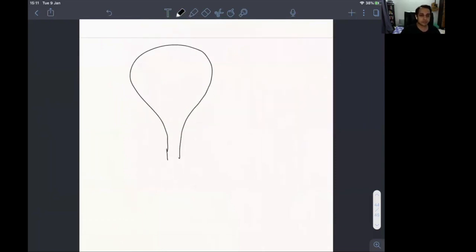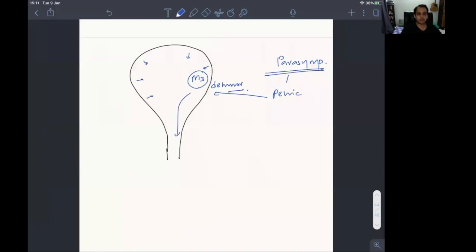So your parasympathetic, the voiding commands, the parasympathetic commands via the pelvic nerve go to the detrusor and act on the M3 receptors. Now, when it acts on the M3 receptors, it causes the detrusor to contract and for voiding to start.